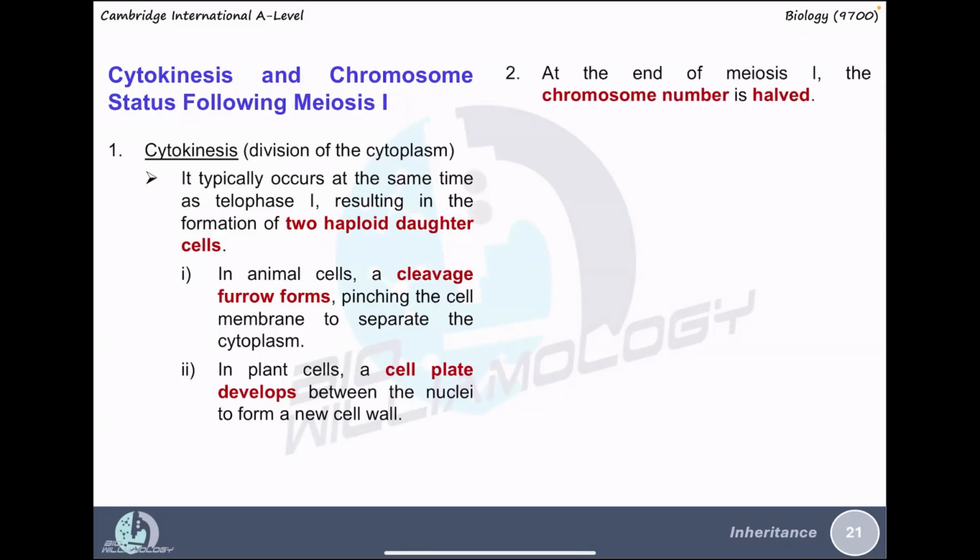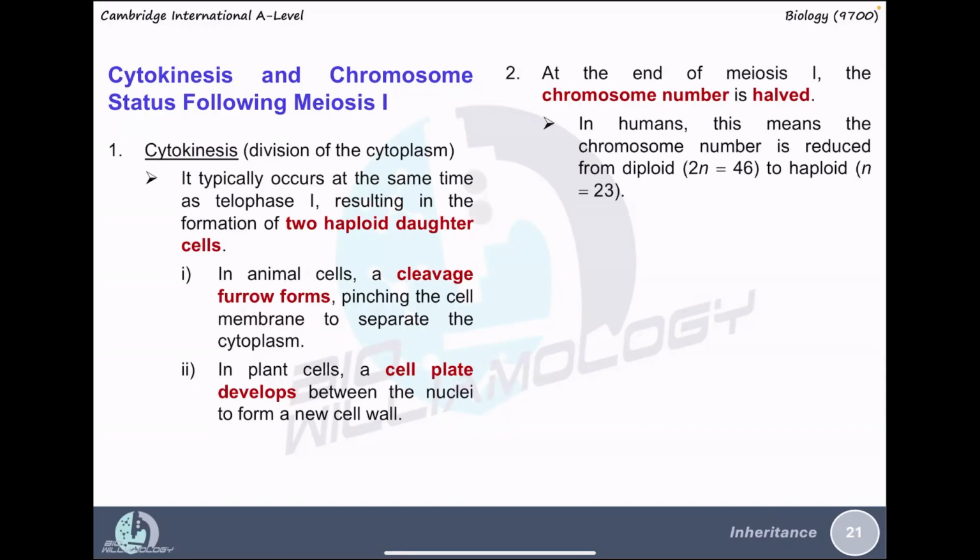At the end of meiosis 1, the chromosome number is halved. So for humans, 46 chromosomes are divided into two cells. Therefore each cell contains 23 chromosomes, or unpaired chromosomes. In humans, this means the chromosome number is reduced from diploid, 2n equal to 46, to haploid, n equal to 23.